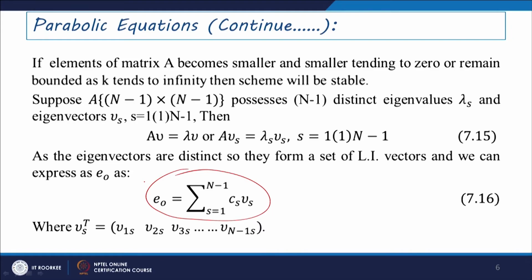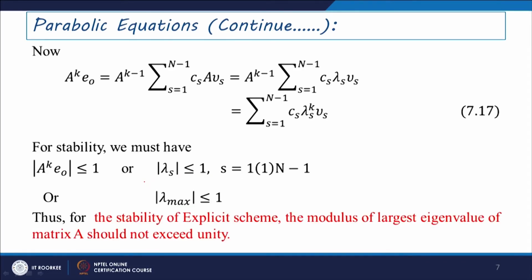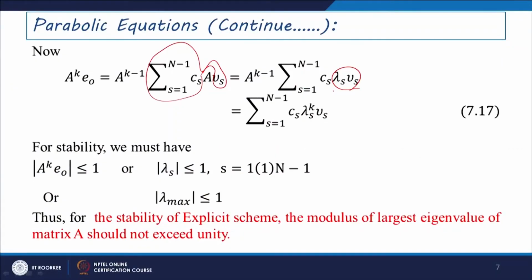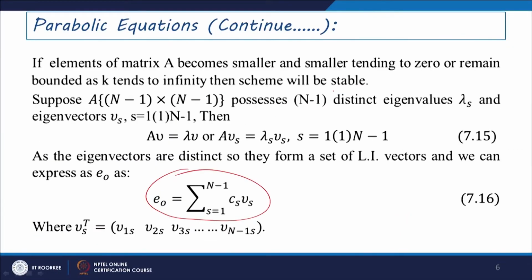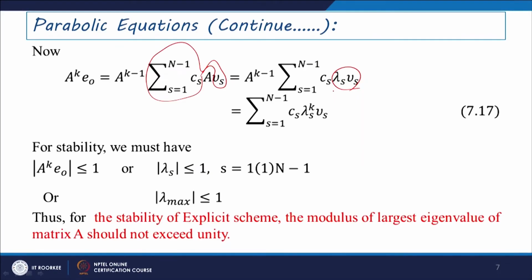If we express E0 in this form here, then we can write A to the power k E0 as A to the power k minus 1 into A E0. So A E0 can be written with E0 as a summation over s from 1 to n minus 1 of Cs Vs here. So A can be taken inside the summation, and we can rewrite A Vs as lambda s Vs here, since in the previous slide we wrote that A Vs equals lambda s Vs.